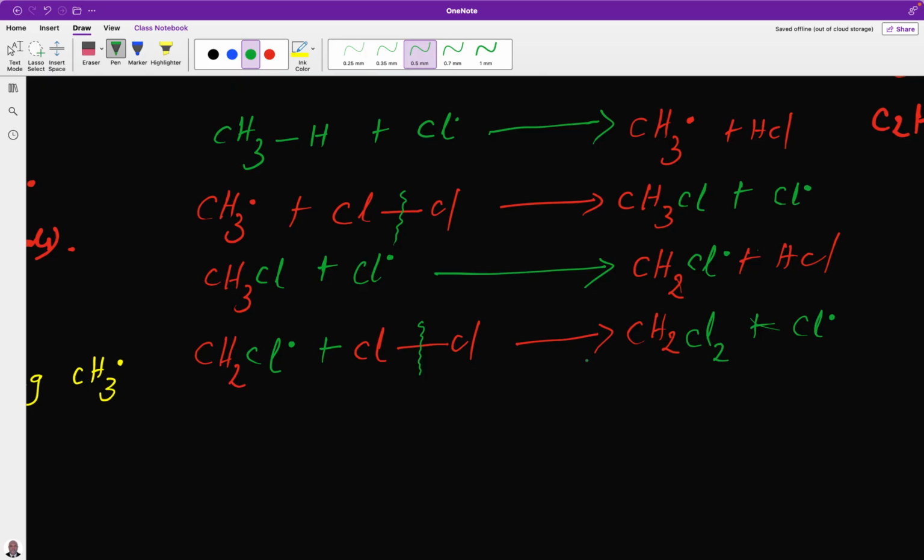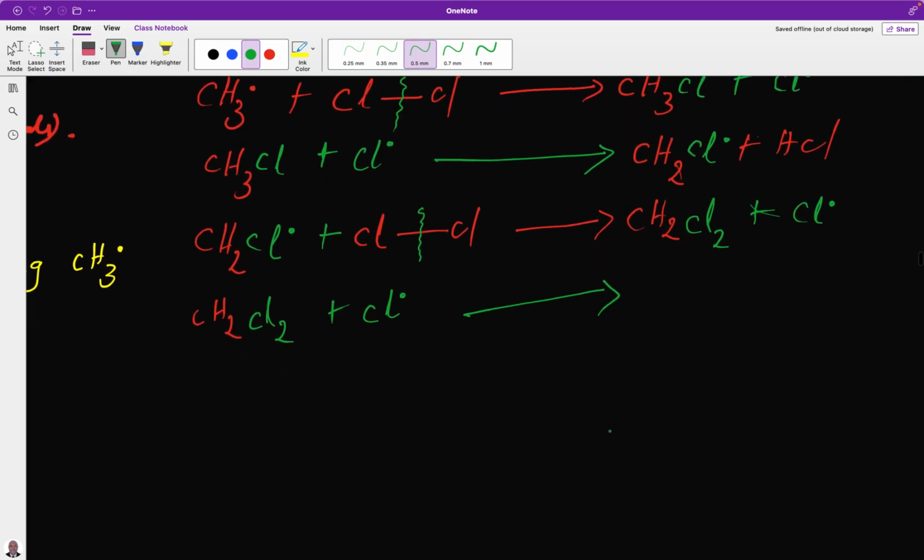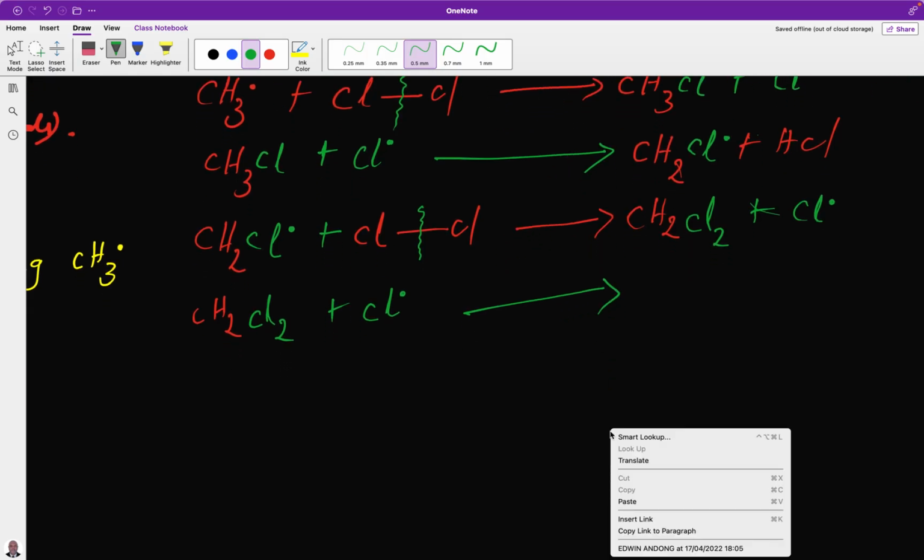So now we come here again. It is very reactive. It has to react with this molecule again. So it will be CH2Cl2, plus, you are still reacting, a free radical. What happened? As I said, let me just redraw it again so that you see what is happening here.